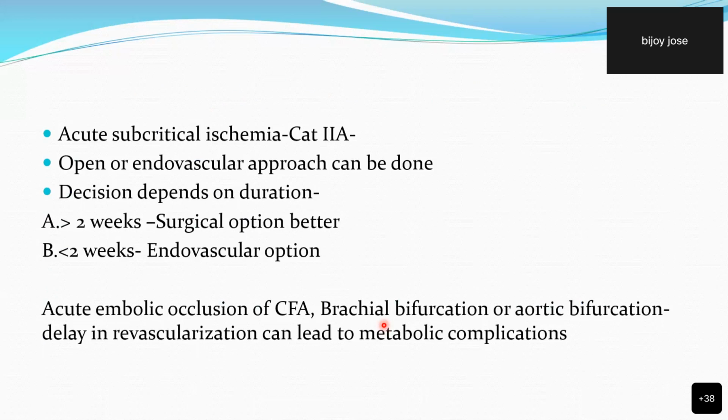Acute embolic occlusion of CFA, brachial bifurcation or aortic bifurcation, delay in revascularization can lead to metabolic complications. So in these conditions, it always depends upon the presentation of the patient, and if there is no other underlying problem, we can do an endovascular approach. Or if the patient is already going into renal failure and has features suggestive of muscle death, then it is better to proceed with the embolectomy.